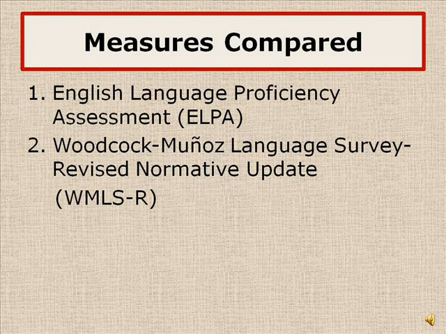Woodcock-Munoz has 7 subtests: picture vocabulary, verbal analogies, letter-word identification, dictation, understanding directions, story recall, and passage comprehension. The first 4 are used for purposes of screening incoming students for ELL services.